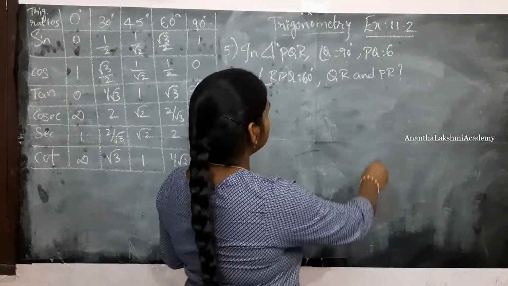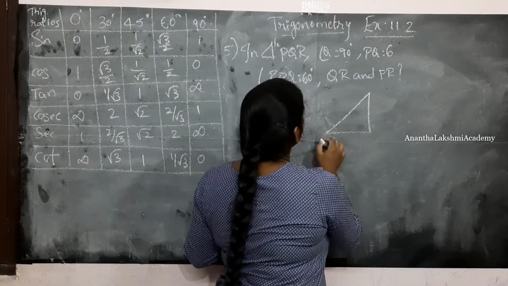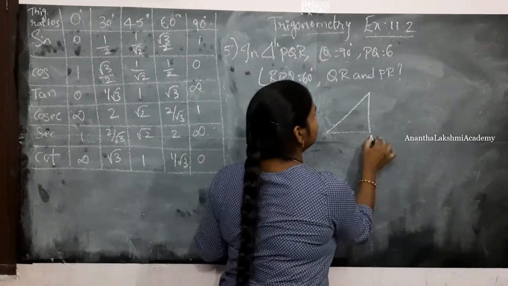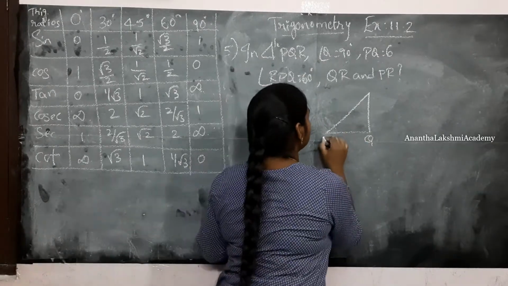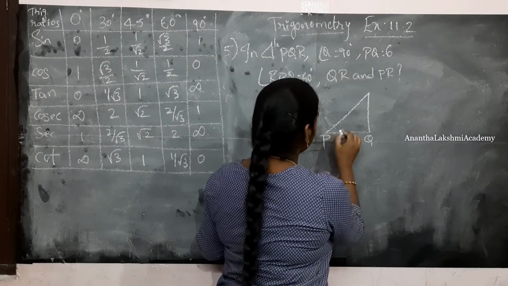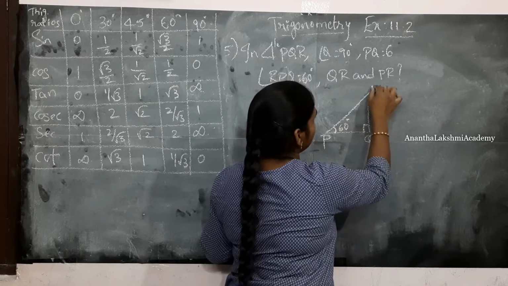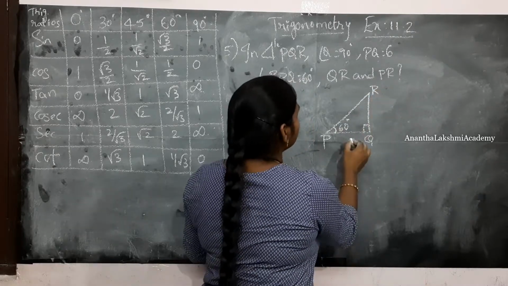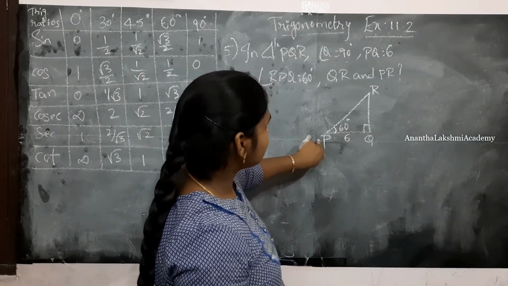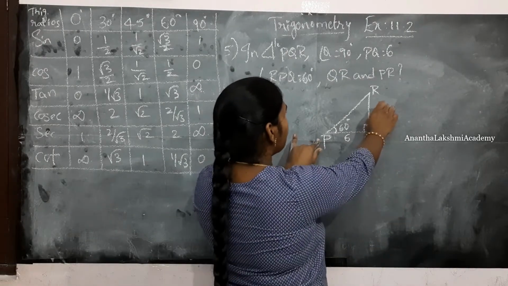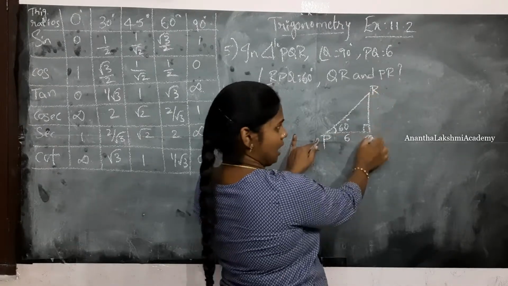So let me draw a triangle first. PQR, right? What did he say? Angle Q is equal to 90 degrees. So this is angle Q, and angle P is equal to 60 degrees. So let me name this as P, and this is 60 degrees. This is Q. We are given that PQ is equal to 6. All right, PQ is 6 now. So we are to figure out PR and QR.